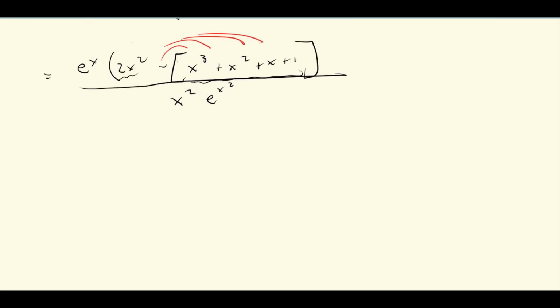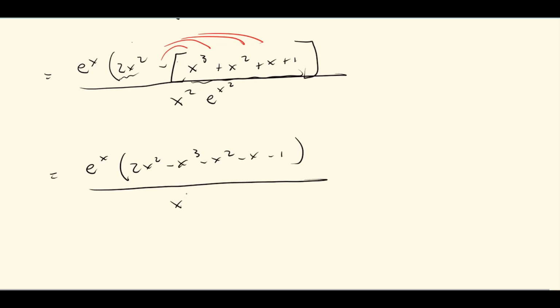So now we're going to distribute that negative sign. So we get e to the x times 2x squared minus x cubed minus x squared minus x minus 1, all over x squared times e to the x squared. And then we can also see that we have an e to the x in the numerator and an e to the x in the denominator. So let's go ahead and cancel one of them. We still have an e to the x left.